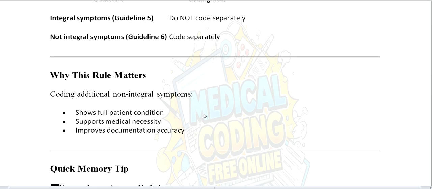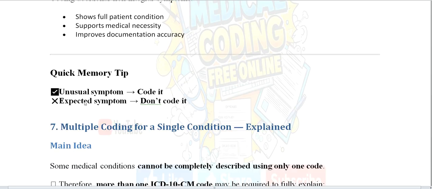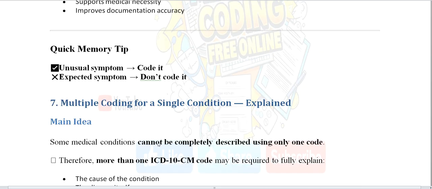So why this should matter: coding additional non-integral symptoms shows the full patient condition, supports medical necessity, and improves documentation accuracy. So, quickly remember: for an unusual symptom, code it. Expected symptom, do not code. Now, multiple coding for a single condition.